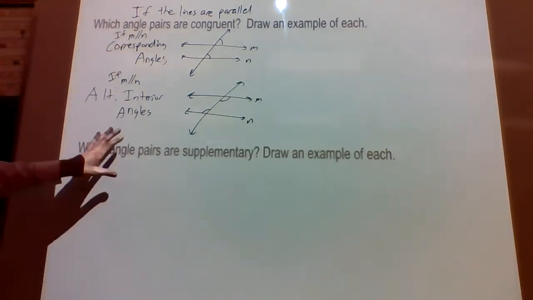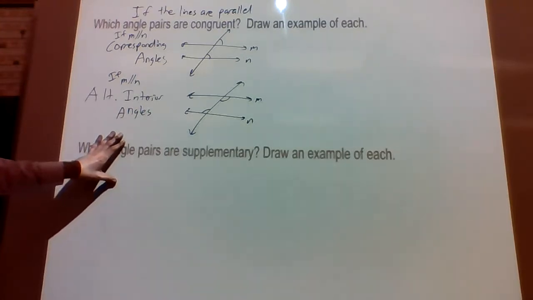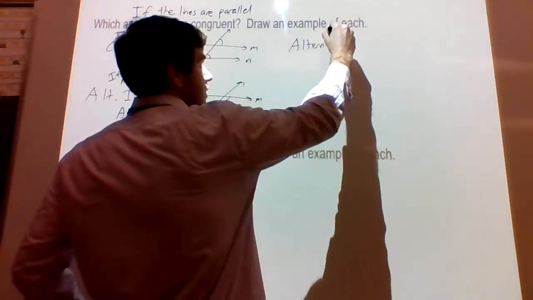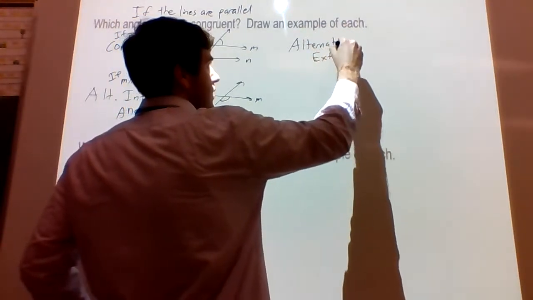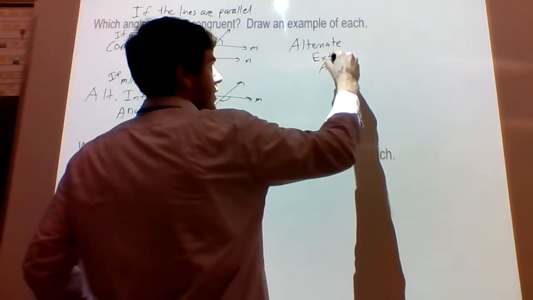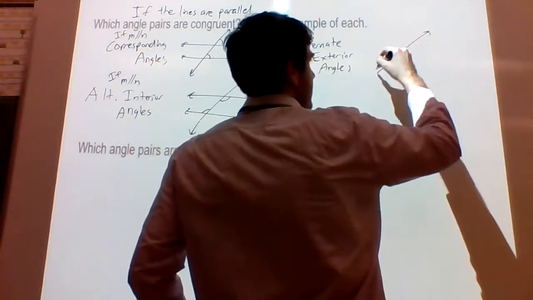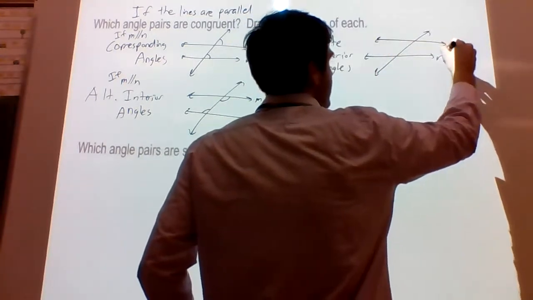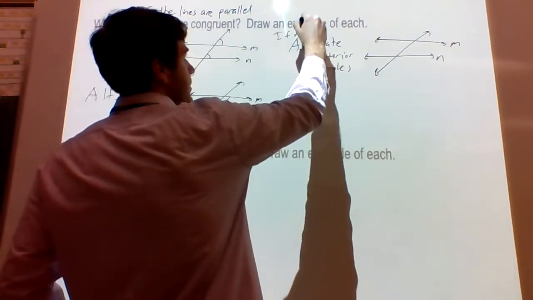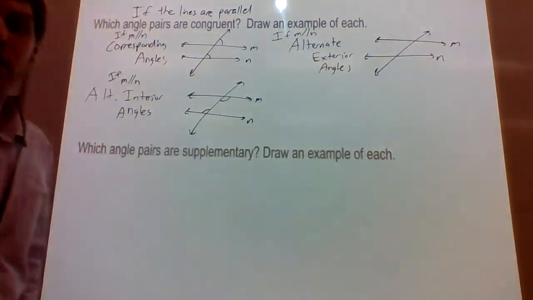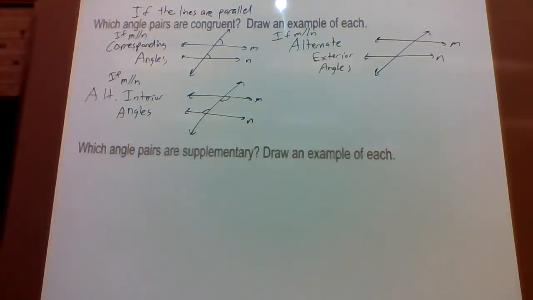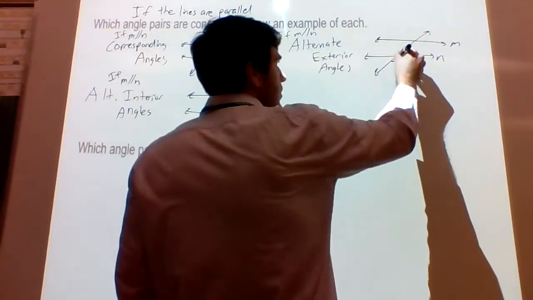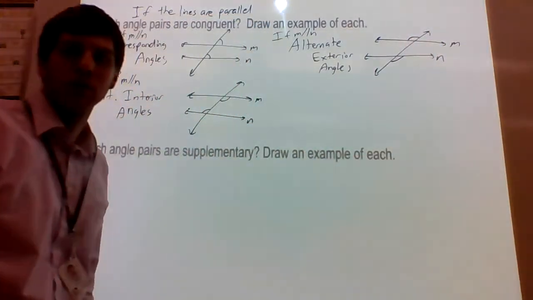Okay. We also have alternate exterior. If M is parallel to N, by the alternate exterior angle theorem, if the lines are parallel, then the alternate exterior angles are congruent. So alternate exterior angles are congruent.